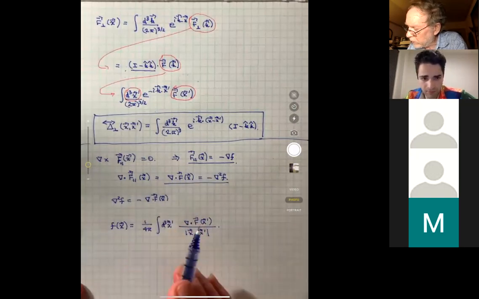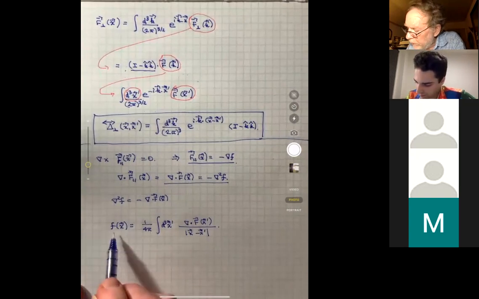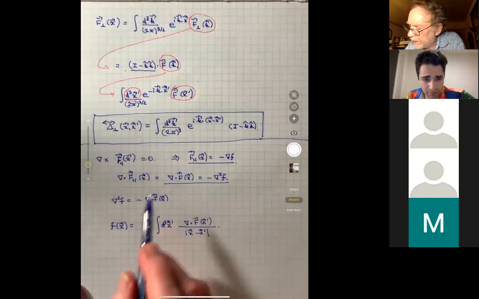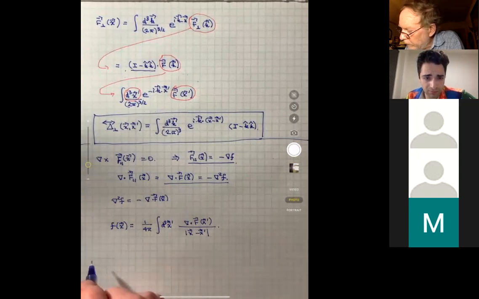Okay, so we can solve for the scalar f such that minus its gradient is equal to f longitudinal. So you can see the strategy now. We can solve for f, take its gradient, and get f longitudinal. We just subtract that from the original f, and that will give us f transverse. So that's the idea, but it's worthwhile to work it through.